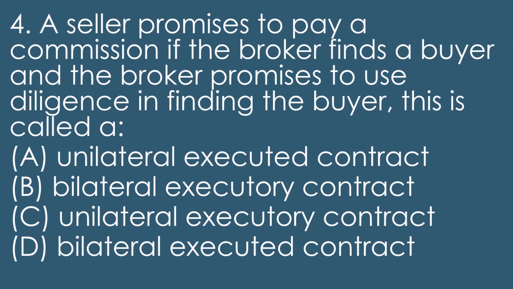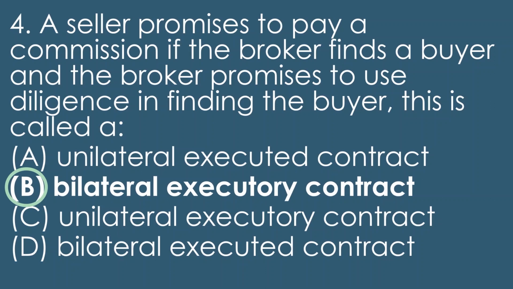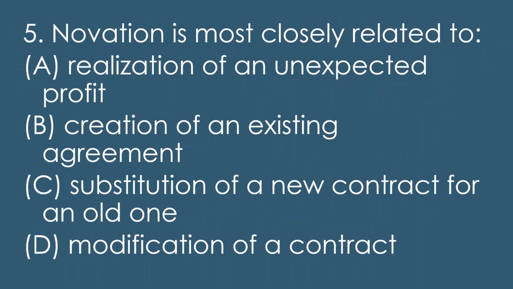And now, is this executed or executory? Well, let's see here. Has the contract been executed yet? Has it been completed by all parties? Or is it in progress of being completed? That would mean it's executory at that point. Well, knowing all of this, the correct answer is a bilateral executory contract because the contract has not been fulfilled by all parties yet. It's in progress. So bilateral executory contract.